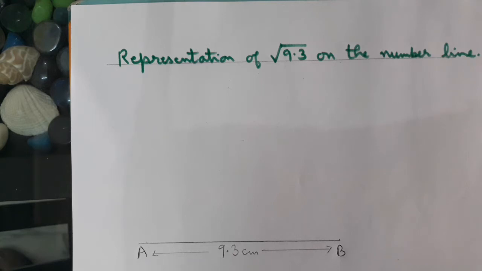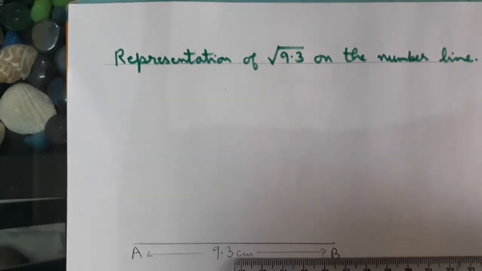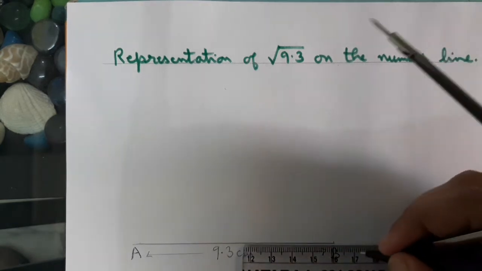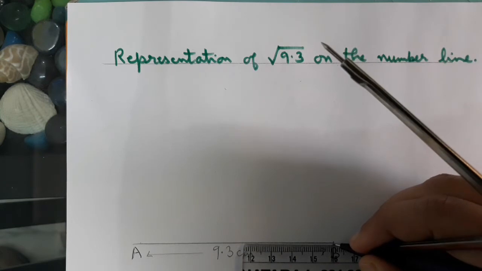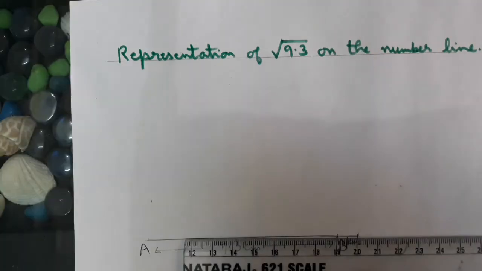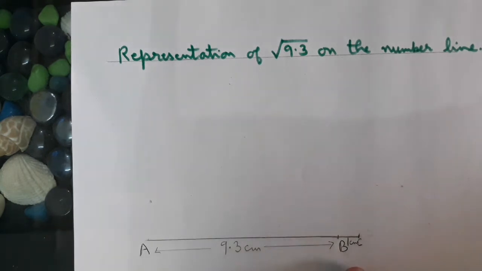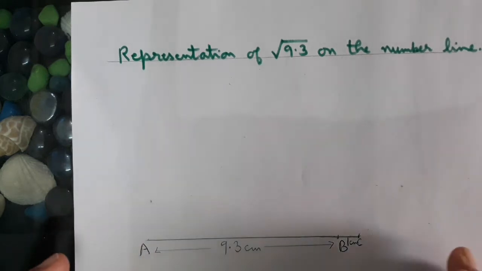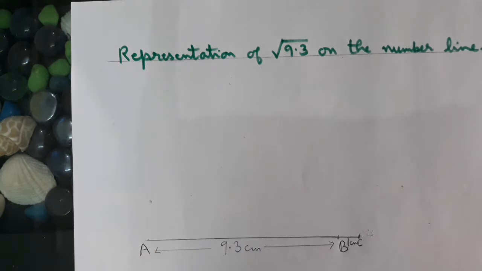Now at point B we draw 1 centimeter more and we obtain point C. So over here the length BC is 1 centimeter, but the total length AC is 9.3 plus 1, that is 10.3 centimeters. After this we will construct the perpendicular bisector of line segment AC.